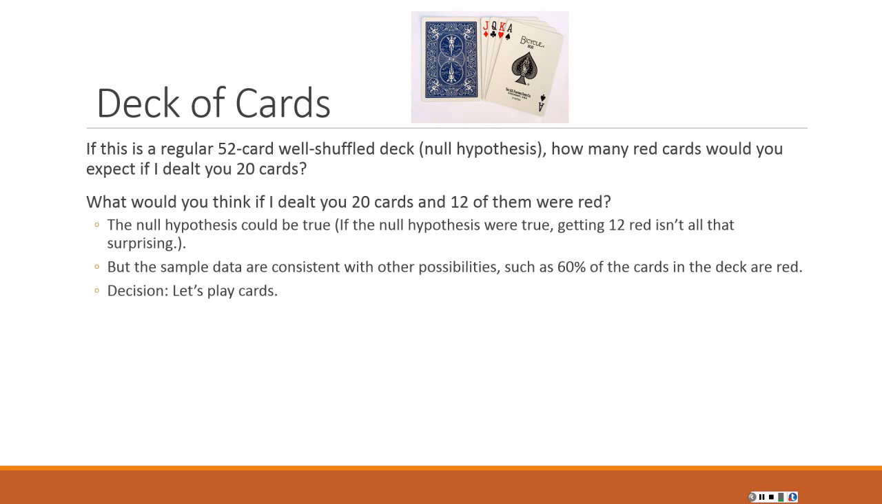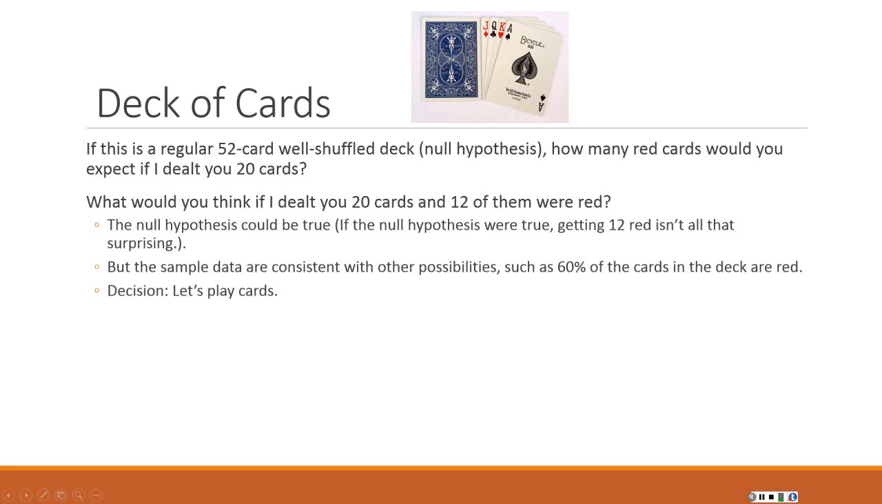So, if I dealt 20 cards and 12 of them were red, I think it's reasonable to say the null hypothesis could be true. Because if it were true, getting 12 red isn't all that surprising. It's fairly likely to happen. And so those data are consistent with that.